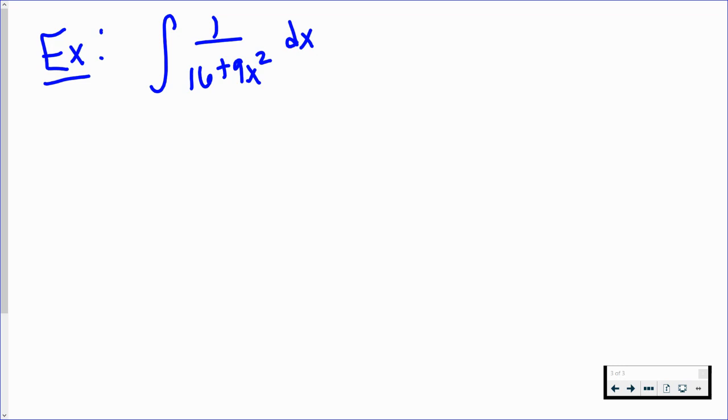Let's start with it. Our a would be 4. Remember, it's a squared plus u squared, so the 16 is a squared. Our u would be 3x. Again, remember this portion is u squared, so u would be 3x. Our du would be 3 dx.